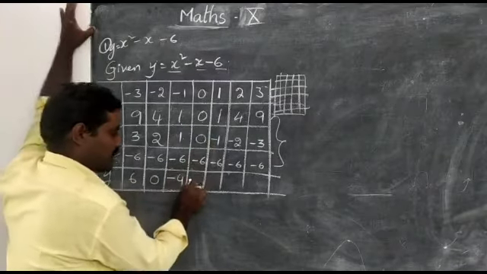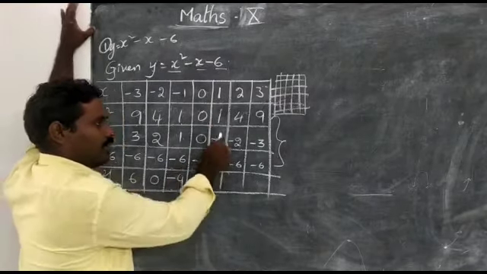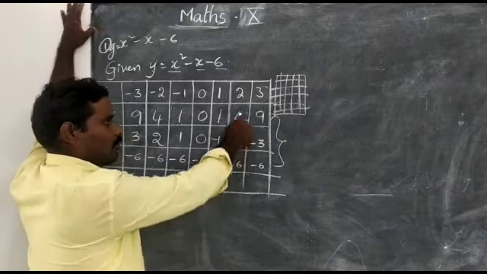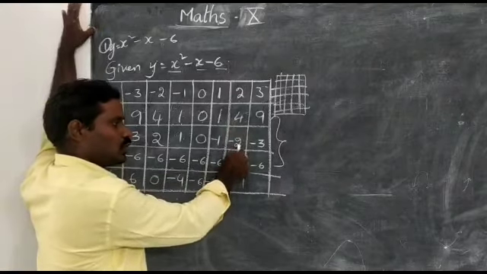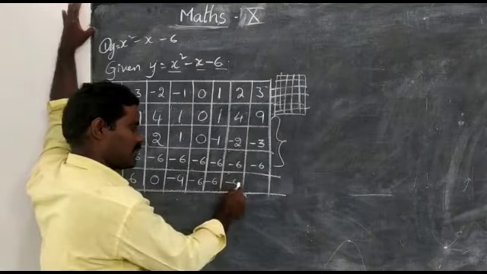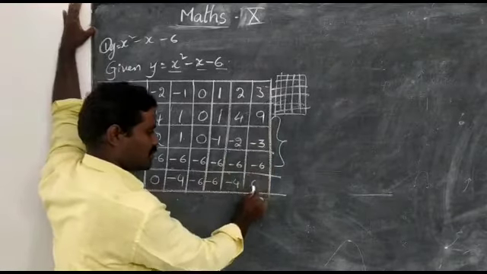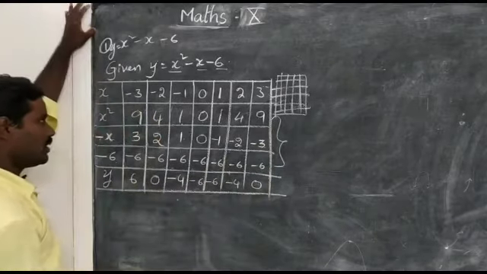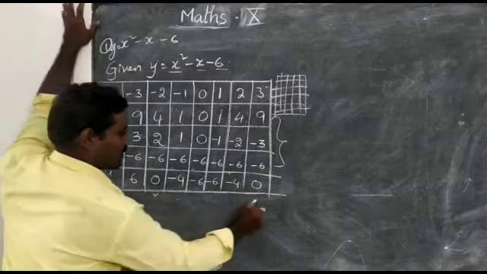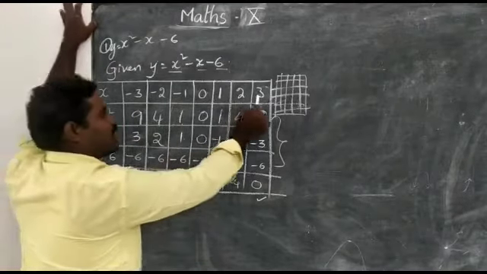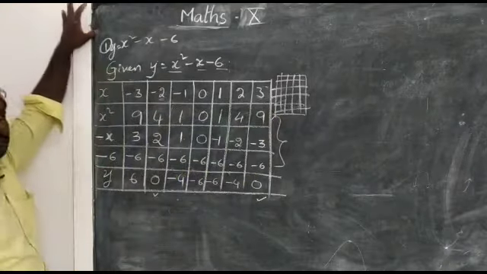0, 0 minus 6, minus 6. 1 minus 1, 0 minus 6, minus 6. 4 minus 2, 2, 2 minus 6, minus 4. 9 minus 3, 6 minus 6, 0. Observe here, the y values are zeros at minus 2 and 3. Therefore, minus 2 and 3 are the zeros of the given polynomial.